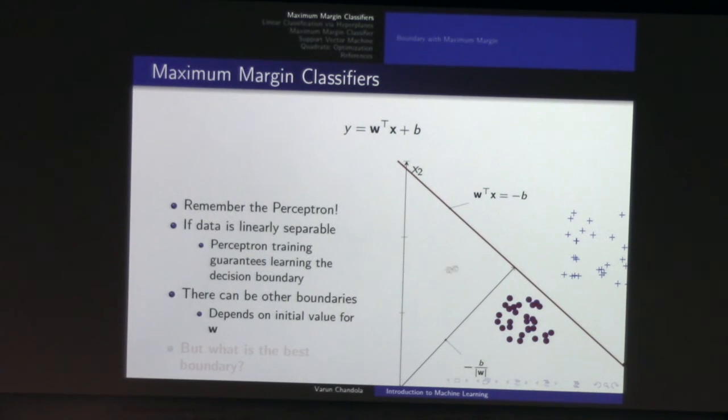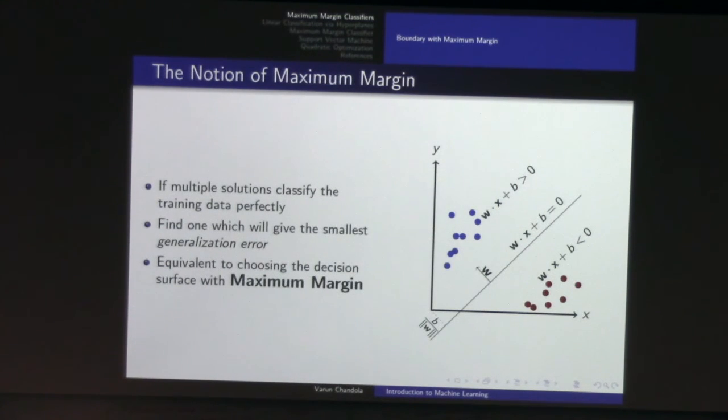However, it turns out that this might not be the best boundary. So the question becomes, which is the best boundary? Is this the best boundary? Is this the best boundary? That's the question. What is the best boundary? That is where we introduce this notion of maximum margin.